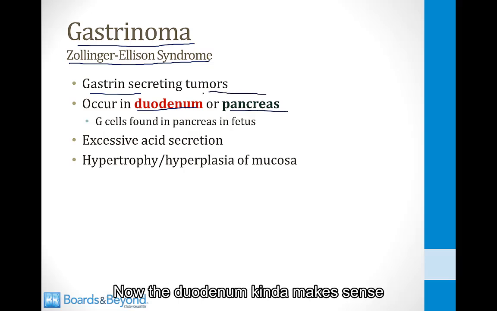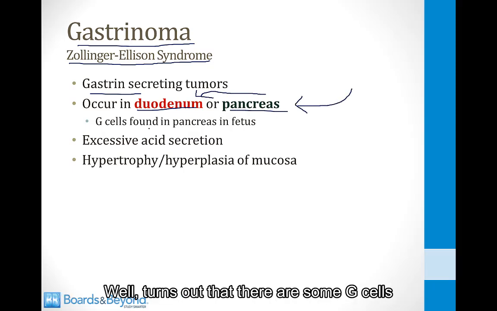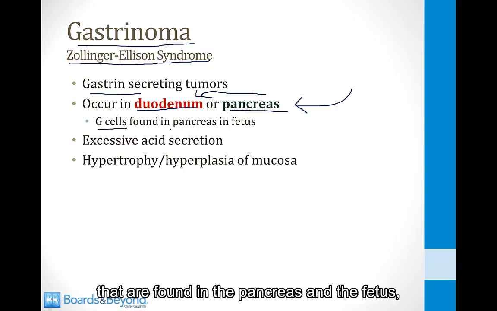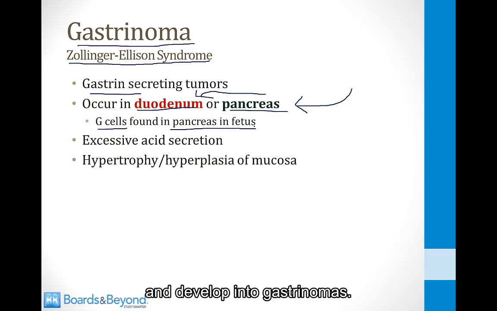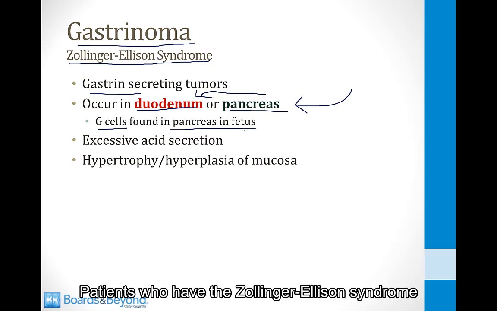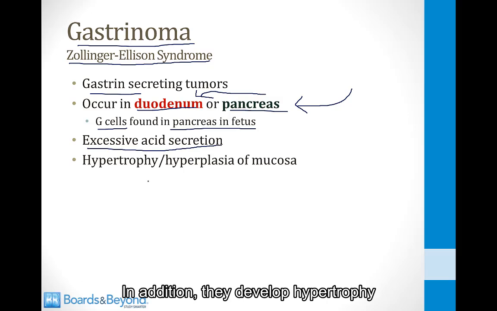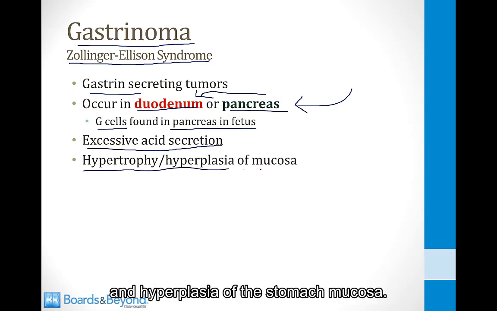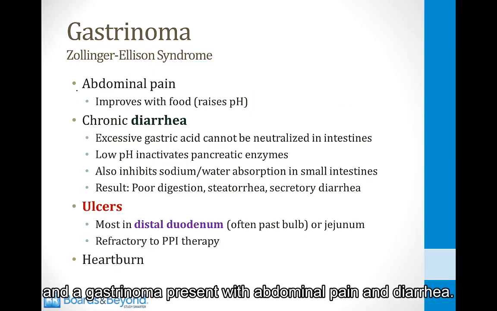Now, the duodenum kind of makes sense because it's close to those G cells that produce gastrin. But why does it occur in the pancreas? Well, it turns out that there are some G cells found in the pancreas in the fetus, and they can sometimes persist into adulthood and develop into gastrinomas. Patients who have the Zollinger-Ellison syndrome and a gastrinoma obviously have excessive acid secretion. In addition, they develop hypertrophy and hyperplasia of the stomach mucosa. Patients with the Zollinger-Ellison syndrome and a gastrinoma present with abdominal pain and diarrhea.